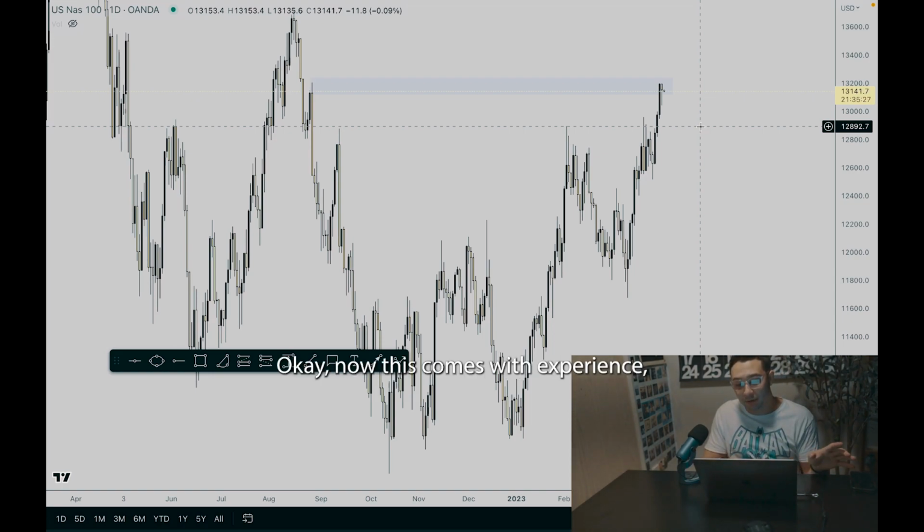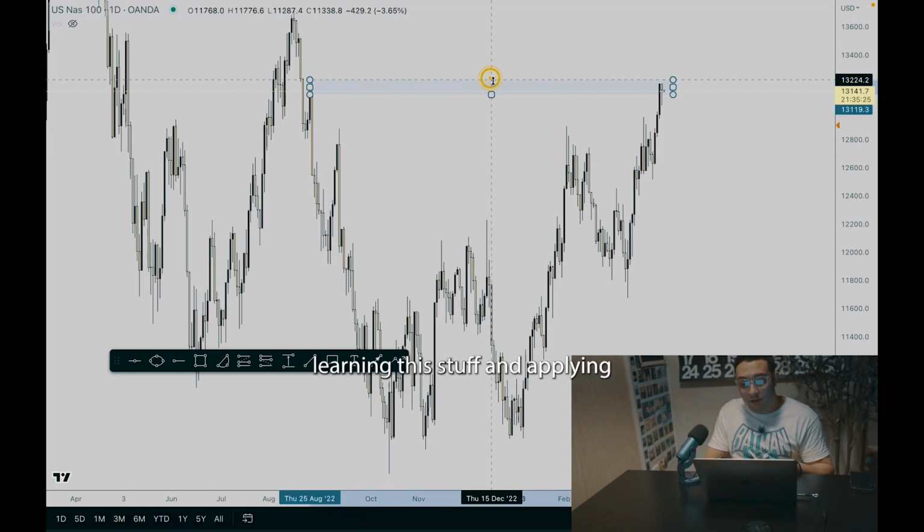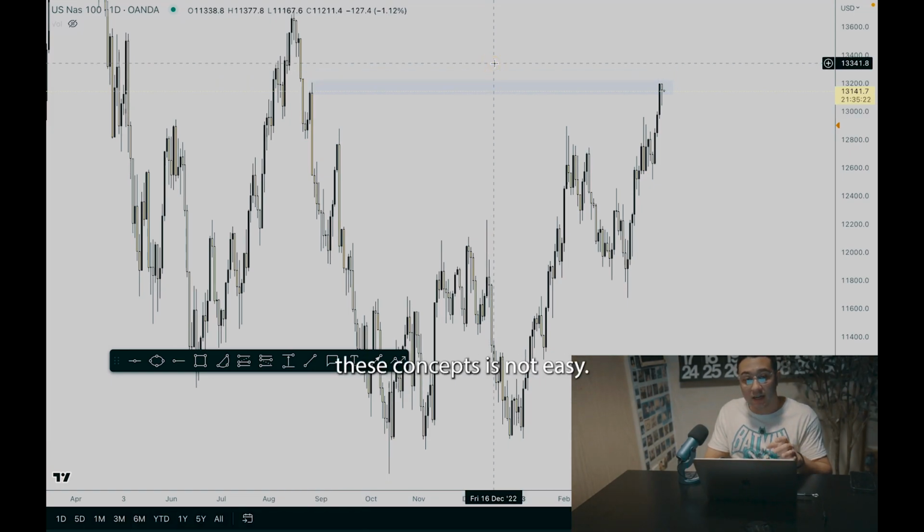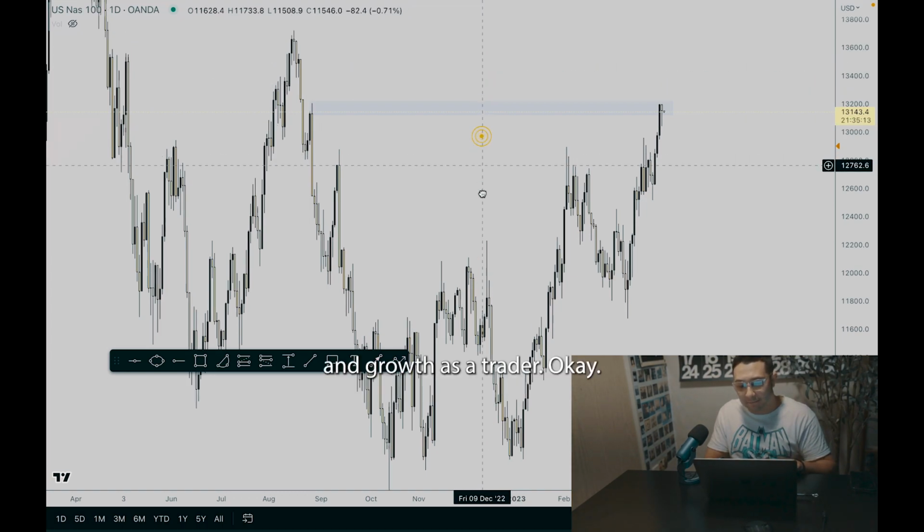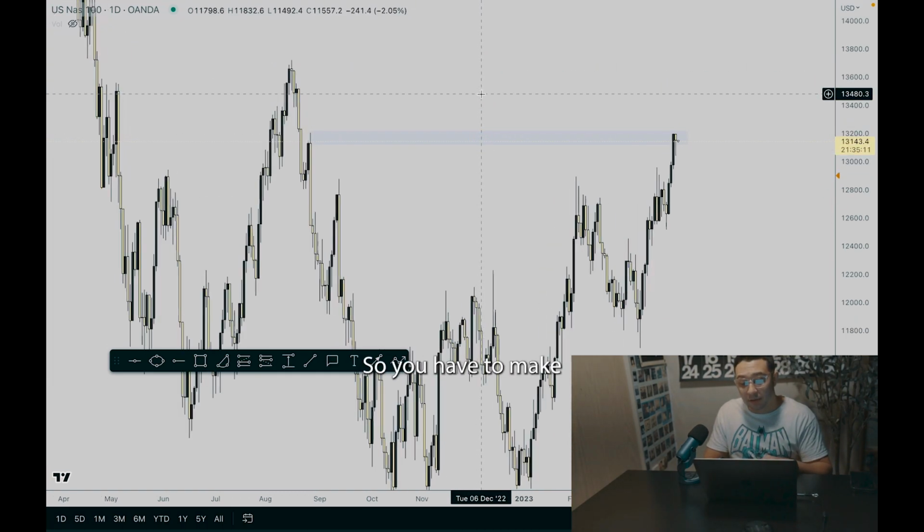Okay, now this comes with experience, but as a new trader, learning this stuff and applying these concepts is not easy. It takes execution and a lot of back testing and a lot of dedication to your education and growth as a trader, okay? And that really never ends. So you have to make it a part of your life.